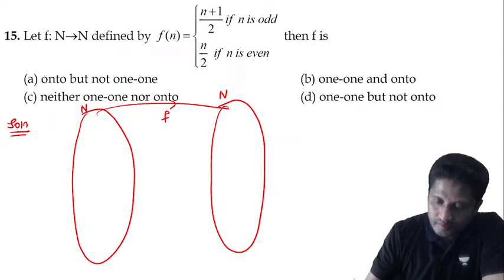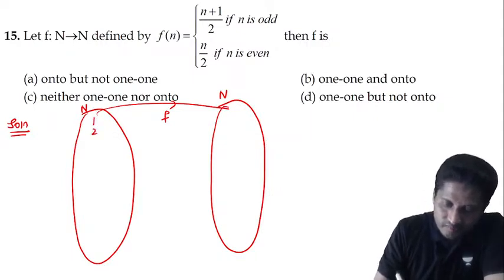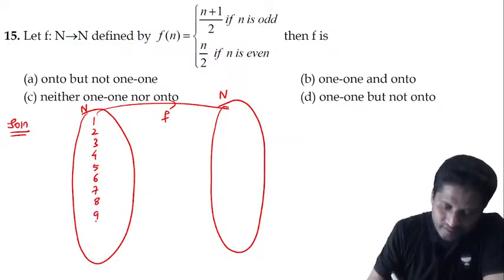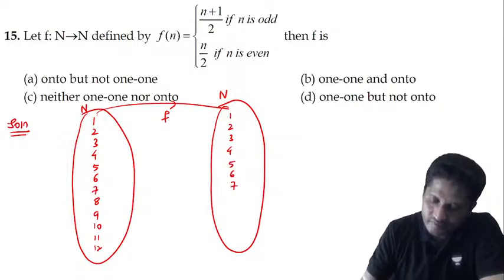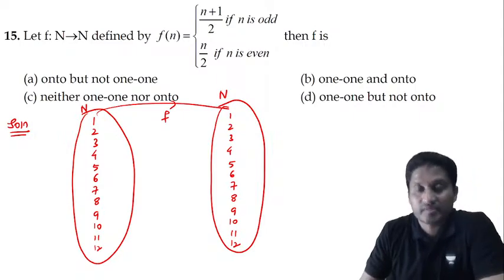Right now, if I take all the natural numbers, let's say 1, 2, 3, 4, 5, 6, 7, 8, 9, and 10. Like this, I'm taking all the natural numbers. Here also the same, 1, 2, 3, 4, 5, 6, 7, 8, 9, 10, 11, and 12. I take all the natural numbers.